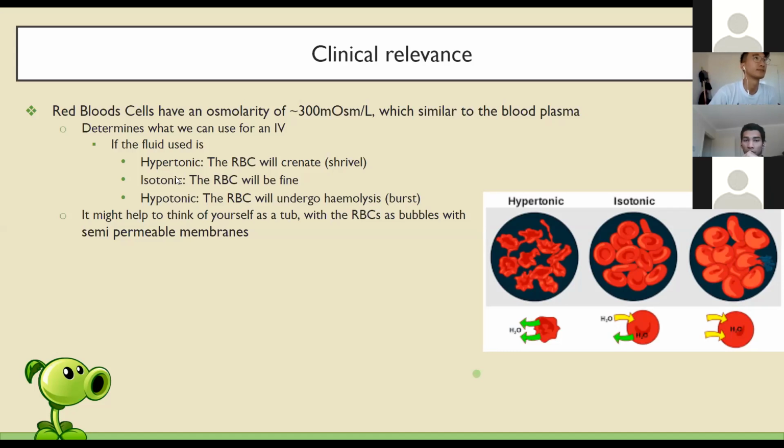Depending on what you use for the IV fluid, it will determine how the red blood cells fare. If you use a hypertonic IV fluid, you're going to cause crenation of the red blood cells. They'll shrivel up because the water moves out of them to try and equalize the pressure in the bloodstream.